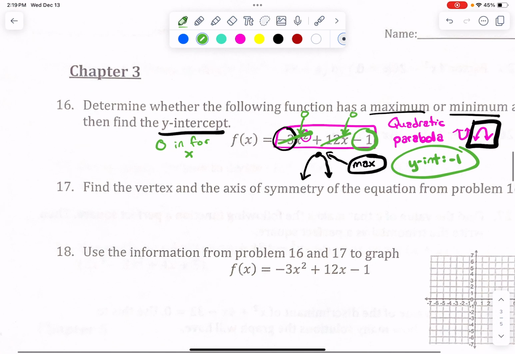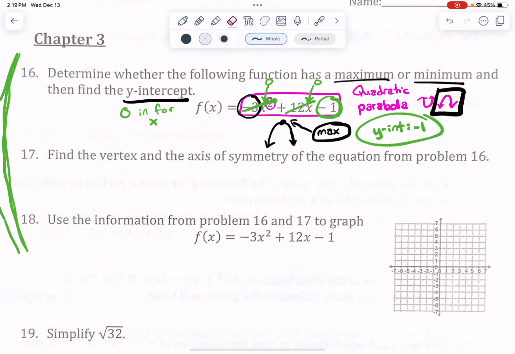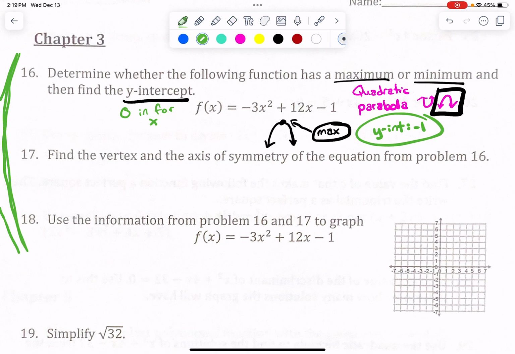Okay. All right, now 16, 17, and 18, these three numbers all go together, so we're using the same equation. I'm going to get rid of some of my stuff. I'm using that same equation up there. Now, instead of finding the y-intercept and the maximum, I'm going to find the vertex and the axis of symmetry. The equation for finding the vertex is -b over 2a. After I've done -b over 2a, I plug that number back into the equation to find the y-coordinate.